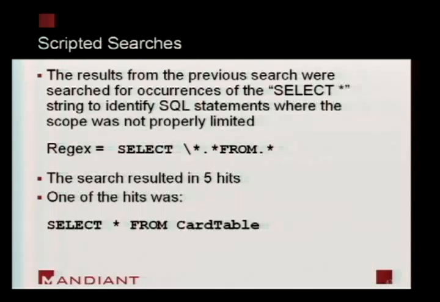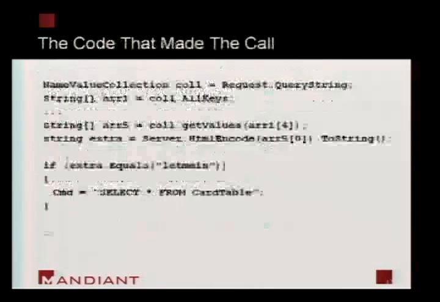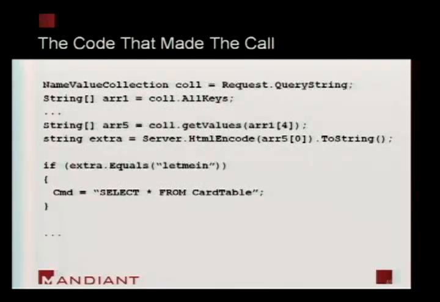So we ran that and we found exactly 5 hits. So that was pretty good. Overwhelming to 5. From those 5, we started looking at them, and what we found was one was select star from card table. Obviously, I changed the name of the table there. But it was a select star query which accessed the credit card database. We actually went to the line in code there, which was ASP code, and we looked at it.